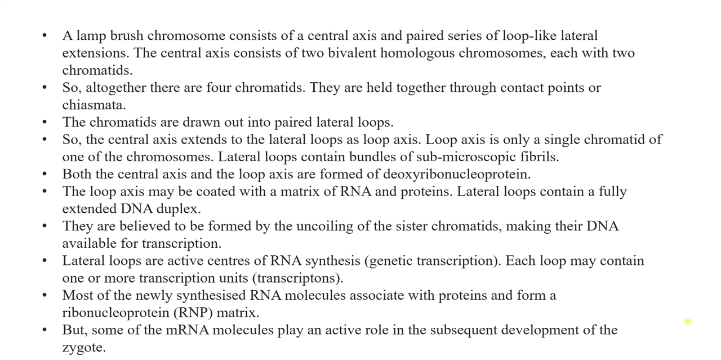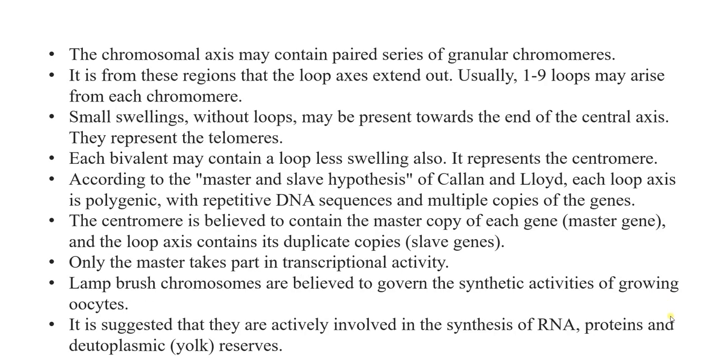Lateral loops are active centers of RNA synthesis. Each loop may contain one or more transcription units. Most of the newly synthesized RNA molecules associate with proteins and form a ribonucleoprotein matrix. But some of the mRNA molecules play an active role in the subsequent development of the zygote. The chromosomal axis may contain paired series of granular chromomeres. It is from these regions that the lobe axis extends out.